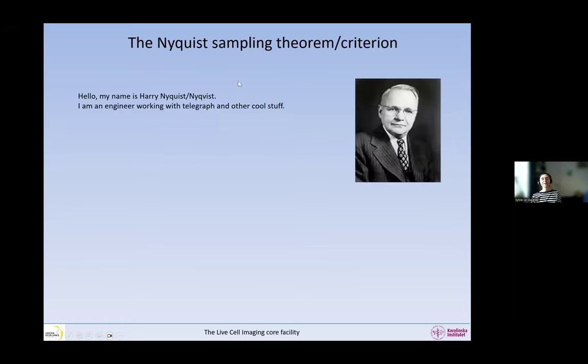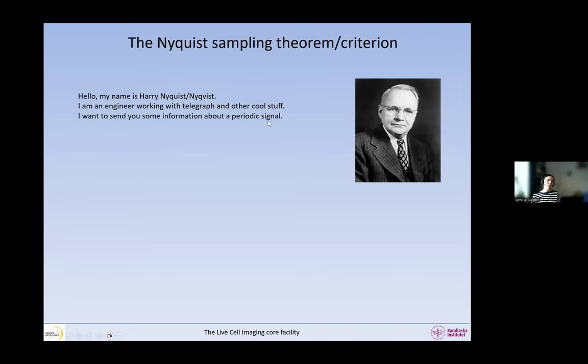So now we are going to talk about the Nyquist sampling theorem or criterion. Hello, my name is Harry Nyquist. Well, actually, my name is Harry Nyquist, and I was born in Sweden. When I was 18 years old, I moved to the US with my parents and seven siblings. It was in 1907. And I became an engineer working with telegraphs and very cool stuff. And I'm now very famous because everybody knows the Nyquist sampling theorem.